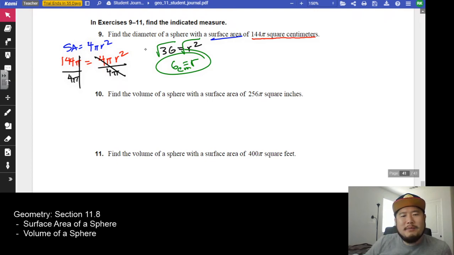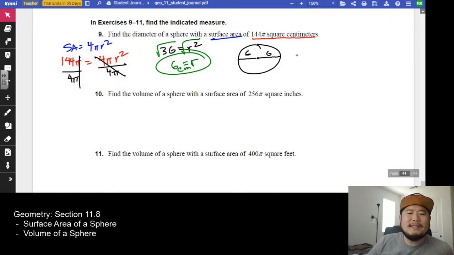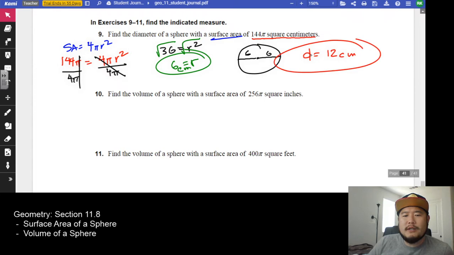We're not quite done because they say let's find the diameter, right? What we found was the radius, and we need to find the rest of it. That would be adding another 6, or taking 6 and multiplying it by 2, and our actual answer, the diameter, is equal to 12 centimeters. And there you go.